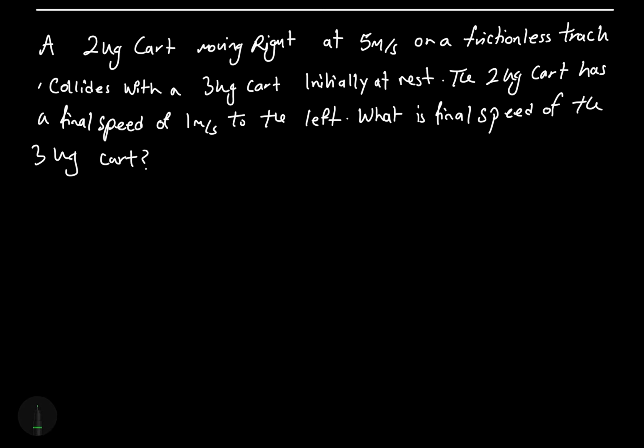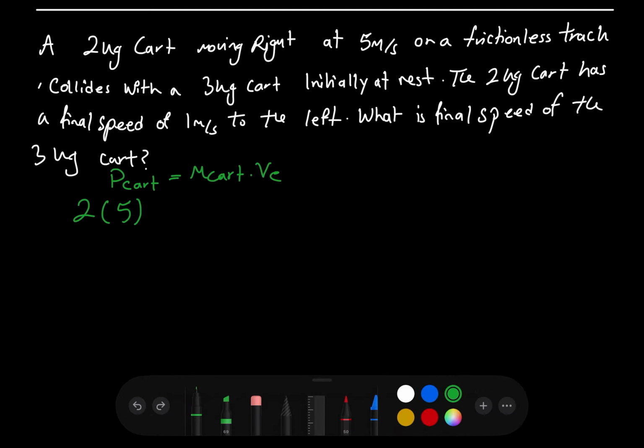So here's what you have to do. The 2 kilogram cart is moving to the right and it has 5 meters per second of speed. So you can say 2 multiplied by 5, that's the momentum of the cart. And keep in mind, the momentum of the cart is the mass of the cart multiplied by the velocity of the cart. That's going to get added to the momentum of the other cart that is initially at rest. So its mass multiplied by its speed, which is 0.